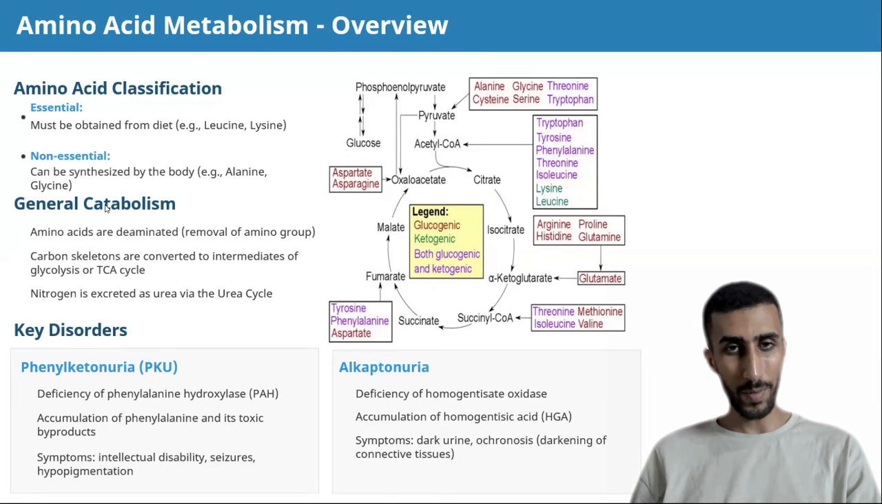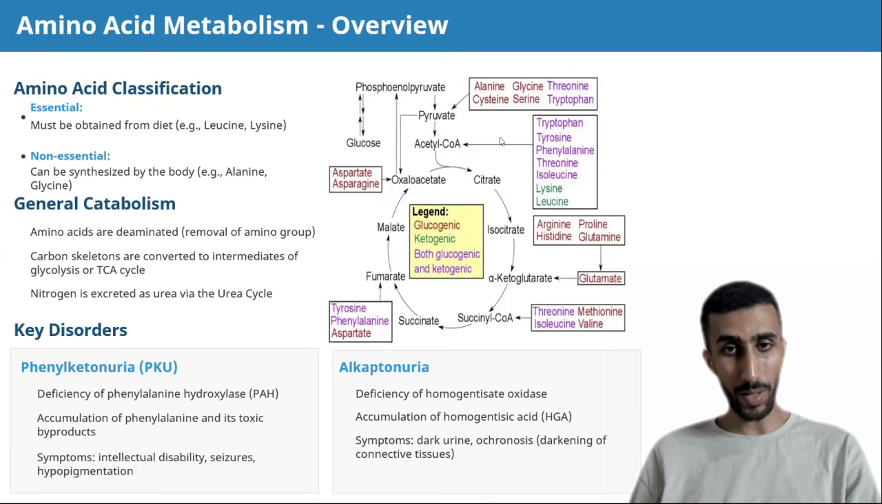So first transamination, which is a transfer of a nitrogen group onto an alpha-keto acid to produce glutamate, and the glutamate is then deaminated through the glutamate dehydrogenase enzyme, with the conversion of glutamate into alpha-ketoglutarate and nitrogen. This nitrogen is excreted as urea via the urea cycle, and there is a carbon skeleton left. The carbon skeletons are eventually converted into intermediates of glycolysis or the tricarboxylic acid cycle. This depends on the amino acids.